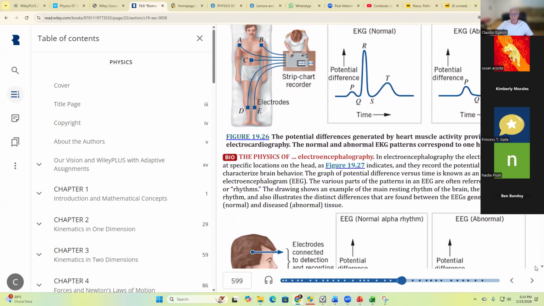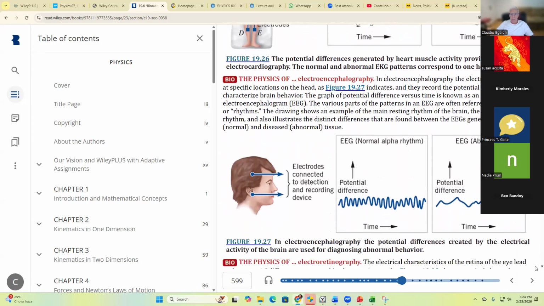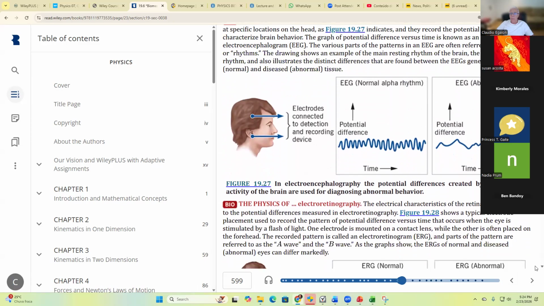Electroencephalogram is the same thing. You measure electric potential between two different points. Here you go. One electrode is connected at this point here, another electrode is connected here.